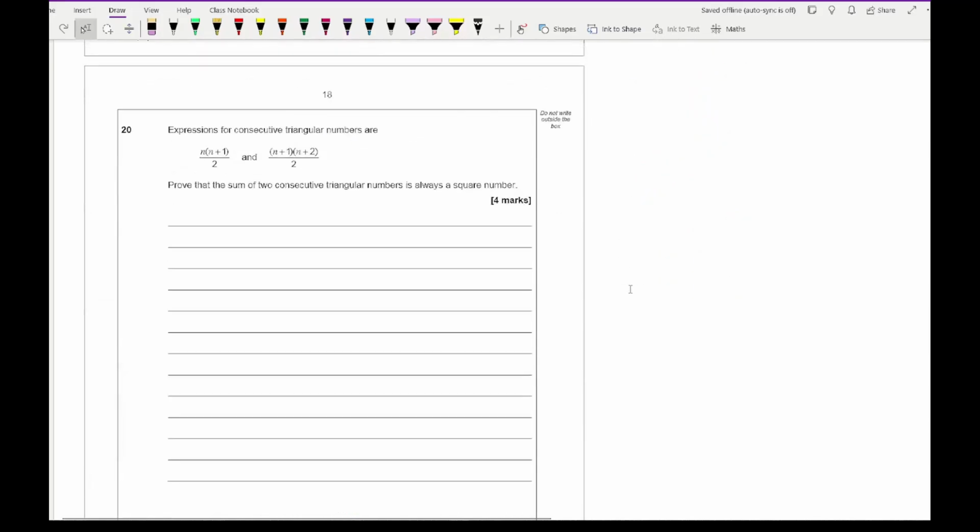So the next question, question 20, says expressions for consecutive triangle numbers are given as shown. The question is asking us to prove that the sum of two consecutive triangle numbers is always a square number. Now the word sum means add. So what I need to do is add these two algebraic fractions together. So I've got n(n plus 1) over 2 plus (n plus 1)(n plus 2) all over 2. Now because I've got a common denominator, I can simply add the two numerators together.